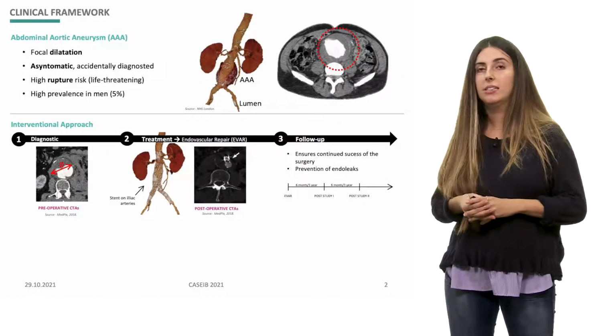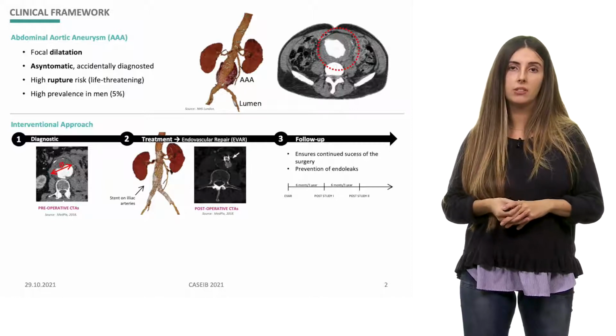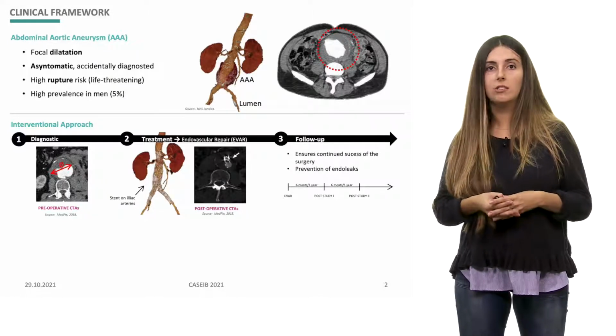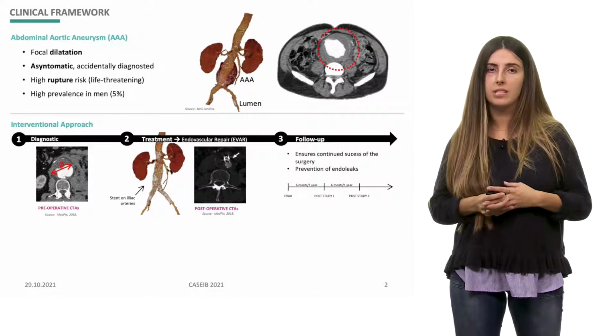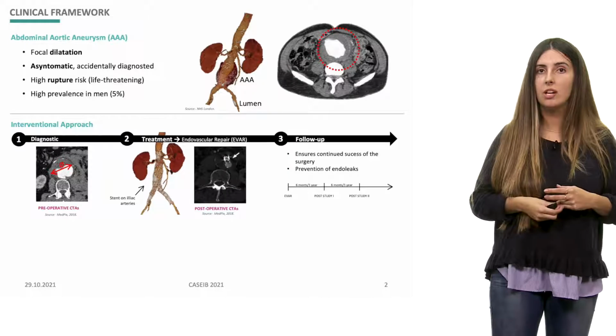As a brief clinical introduction, the AAA is a focal dilatation of the region of the aorta. It is generally asymptomatic and presents high rupture risk. For this reason, it is essential to employ an appropriate interventional approach.